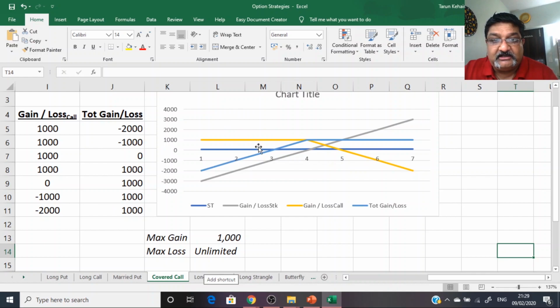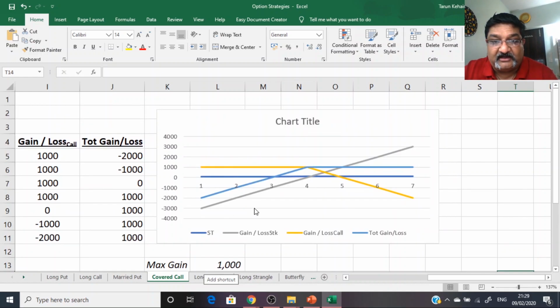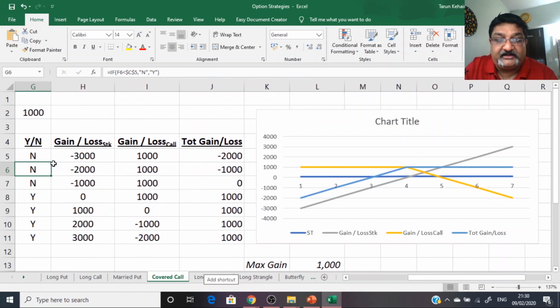And this is your chart, your graph. If you look at your graph here, let's look at the gain or the loss in the stock. Again, as the stock prices are increasing, you will see the gain increases. Your call option, this is your gain on the call. It starts flat because in the initial parts he doesn't exercise the call option at all, right? So your gain stagnates at 1,000 and then starts moving downwards as the stock prices start increasing.